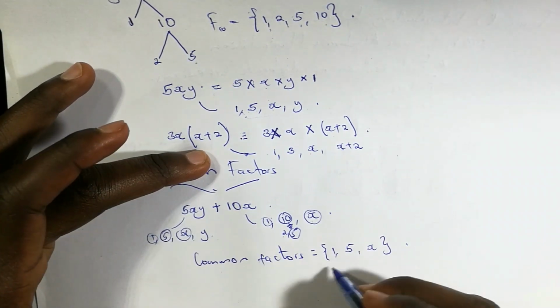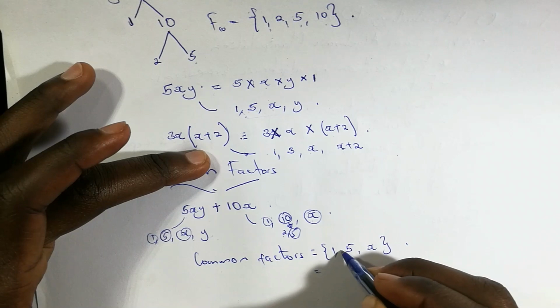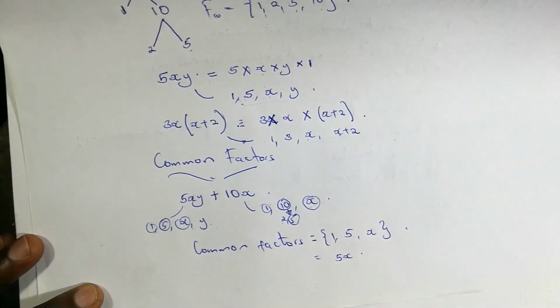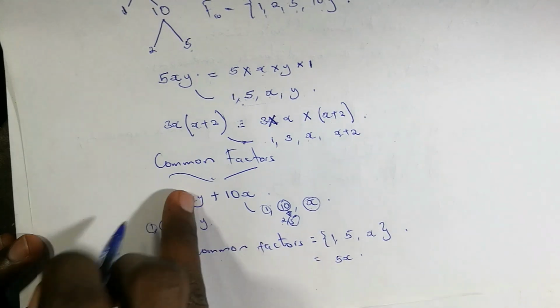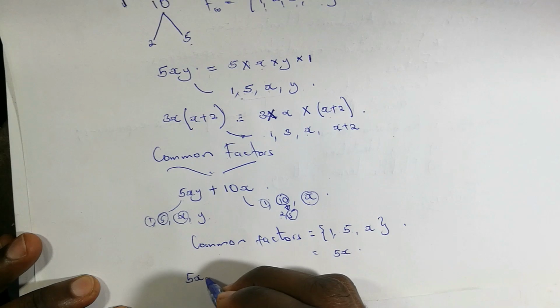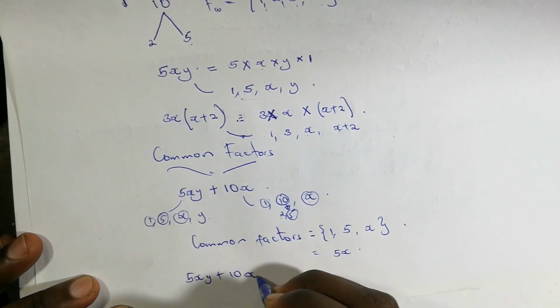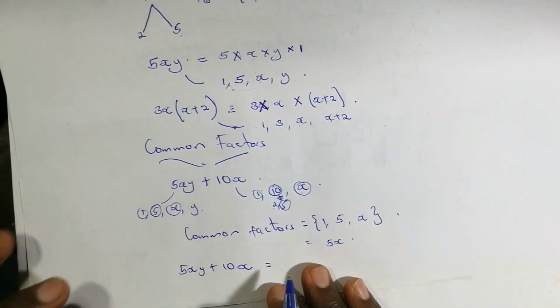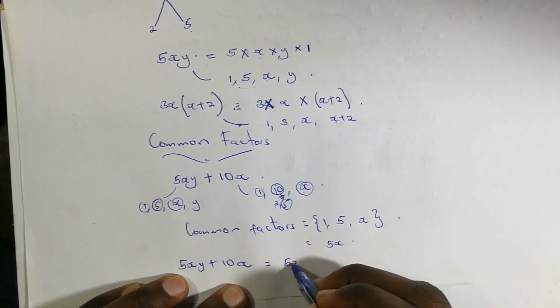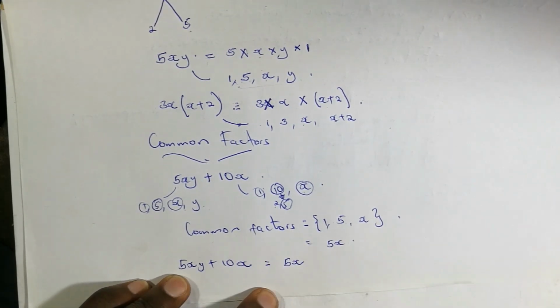So if you want to know the common term there, now just multiply those 1 times 5 times x to give us 5x. And that's very important when we are factorizing out. That means that common one, if you go back to our 5xy plus 10x, can also be expressed as this. We have 5x as common, so that's a common term, which is our common factor. The common factor in that expression is that.